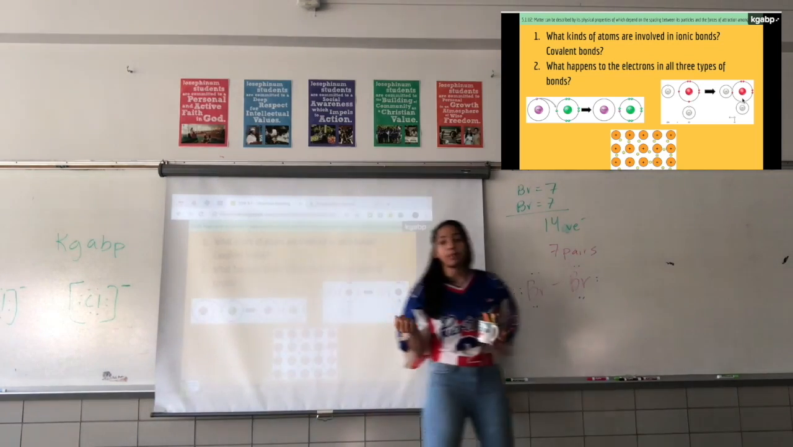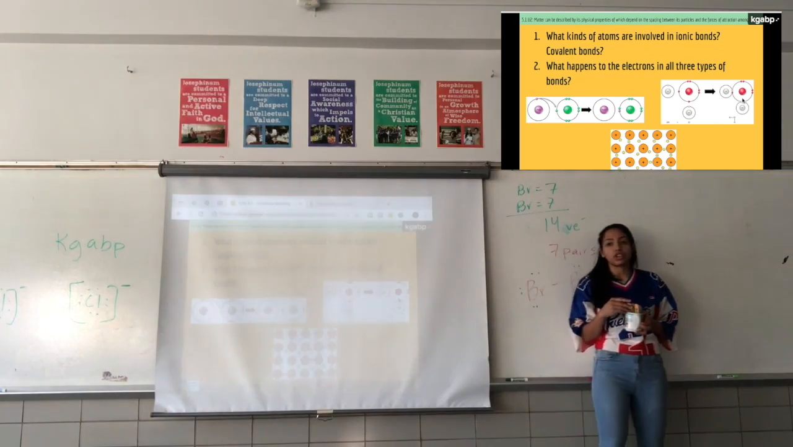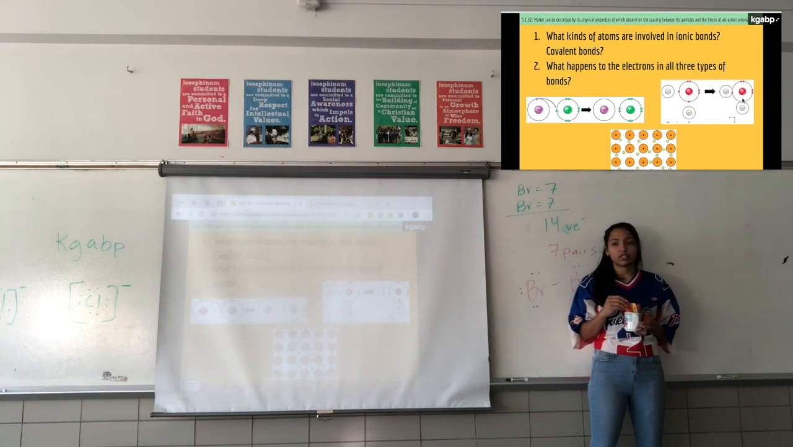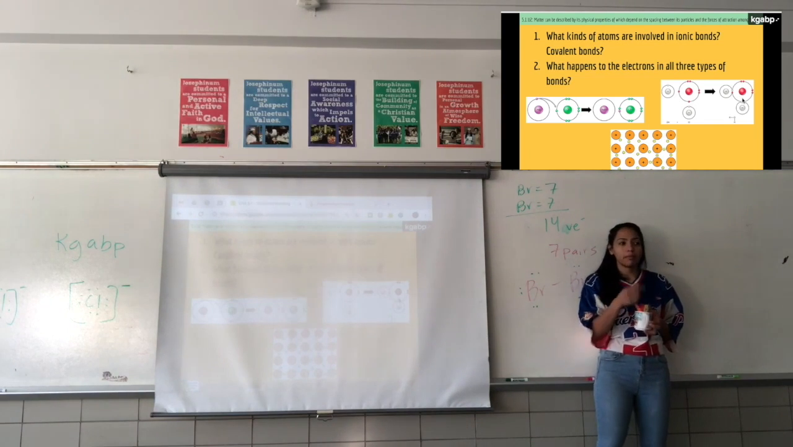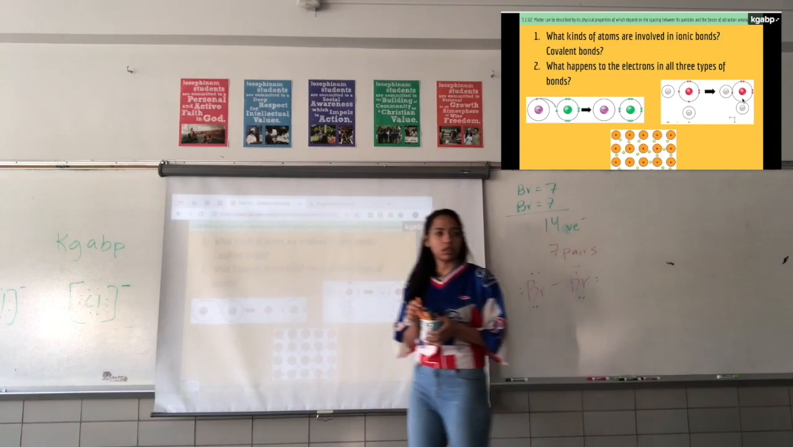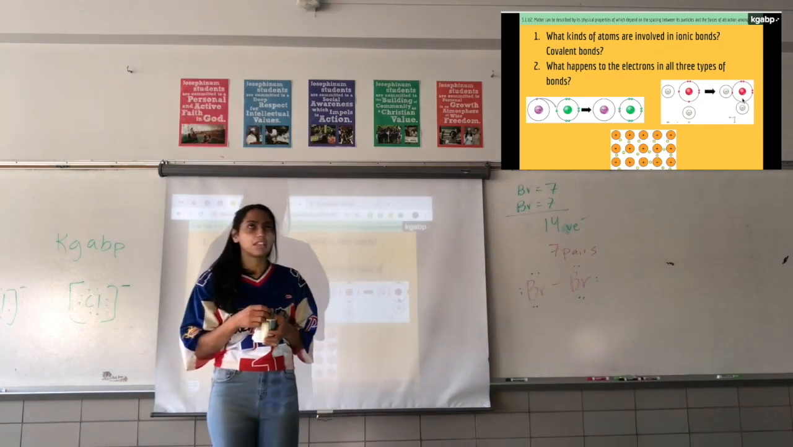Beautiful. And then lastly, metallic. What's happening to the electrons? We just talked about this. Melanie. They attract to each other. They attract.